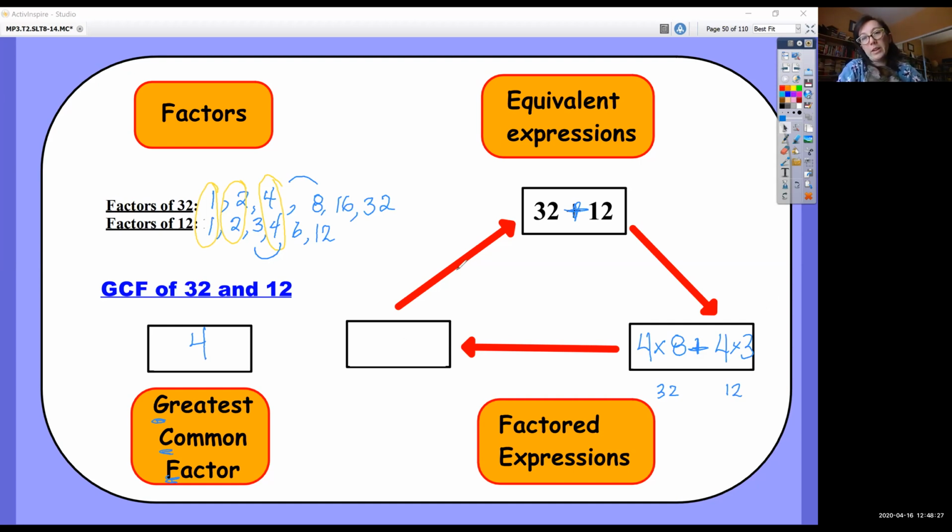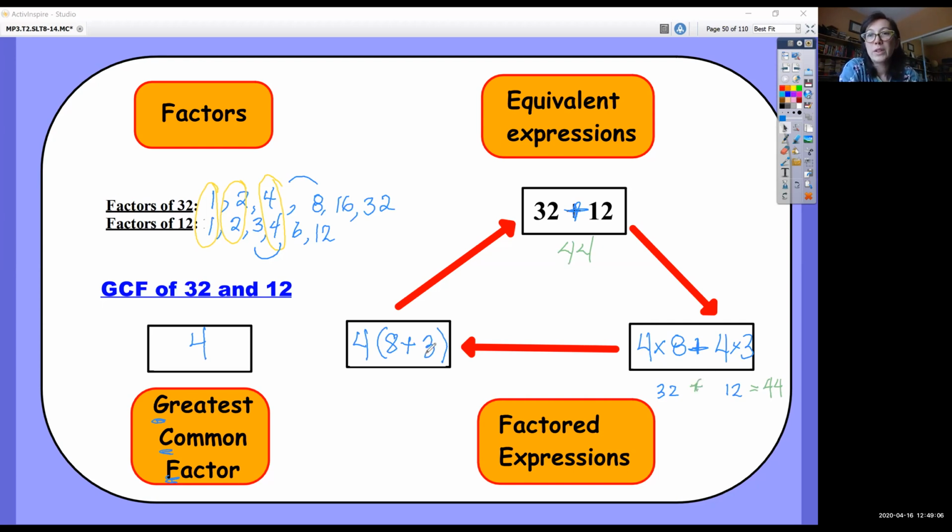So we find a common factor so that we don't have to write as much, actually. We don't want to have to write the 4 times over and over again. We only want to have to write it once. So we'll write it once in front, and in parentheses, we'll write the things that we're multiplying by. We're multiplying 4 times 8. We're multiplying 4 times 3 and adding them together. These 3 expressions are all equivalent. We said that 32 plus 12 was 44. 32 plus 12 is still 44.